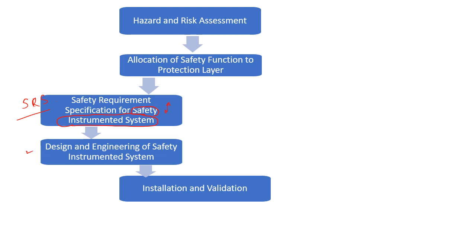After design and engineering, obviously it gets installed, and then the validation of that happens. There may be a situation where, for the safety function, instead of a safety instrumented system, some other means, maybe mechanical or something else, are designed, so that may also reduce the risk. But remember, IEC 61511 does not talk in detail about the risk reduction through other means.